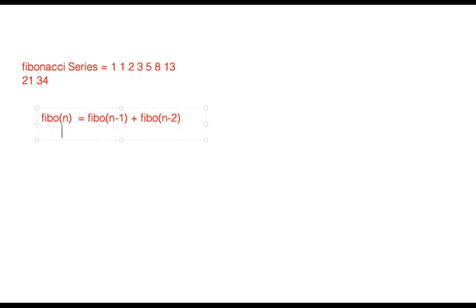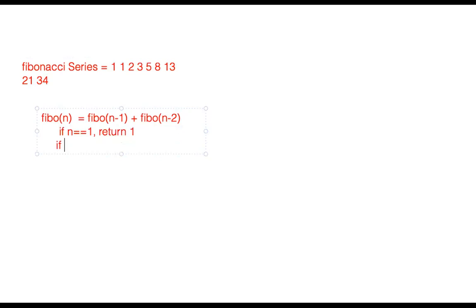And what about Fibo of 1? What is the first number in the Fibo series? It is 1, but how is it calculated? We can't apply this formula here. So what is it? If n is equal to 1, then return 1.